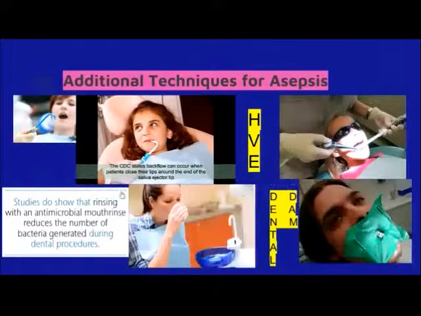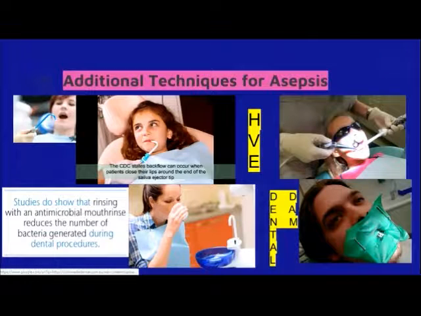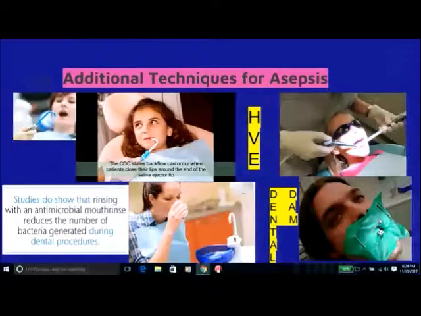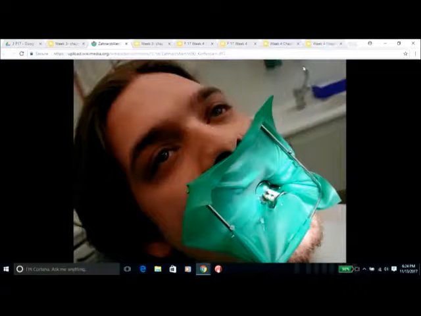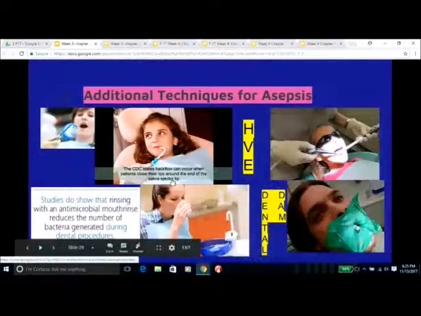All right, and there's just some visuals on this, on the saliva ejector, the HVE, and the dental dam. There's a nice picture of the dental dam, along with the pre-procedural mouth rinse.